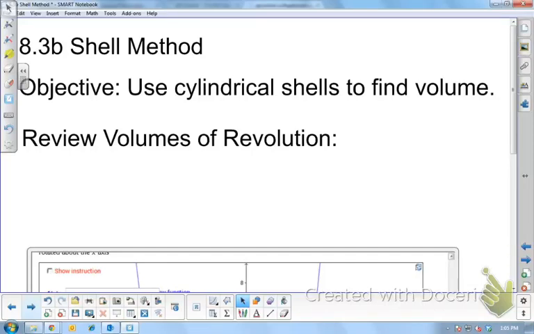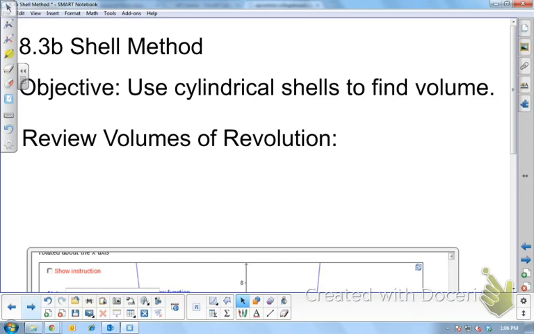So today is our last method to learn for finding volumes of solids, and it's called the shell method. It's similar-ish to the disk method, in that we're working with volumes of revolution. So I wanted to review really quick the disk method before we talked about the shell method.